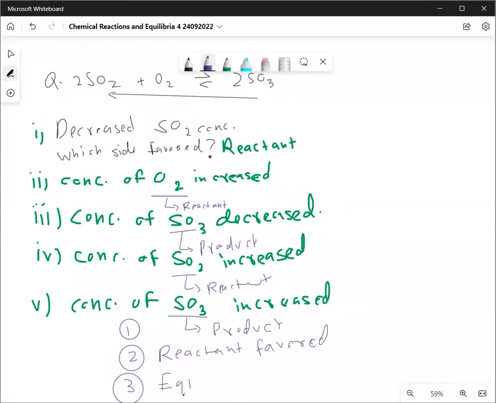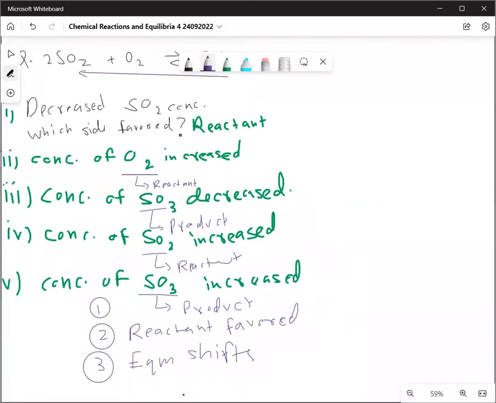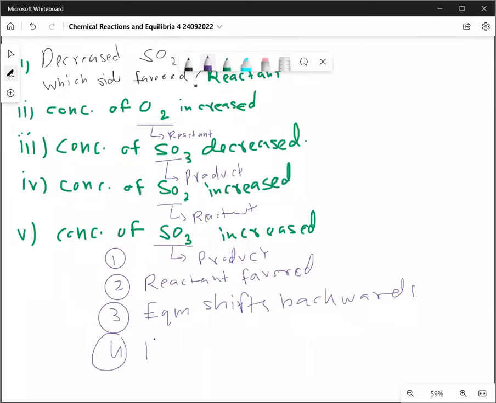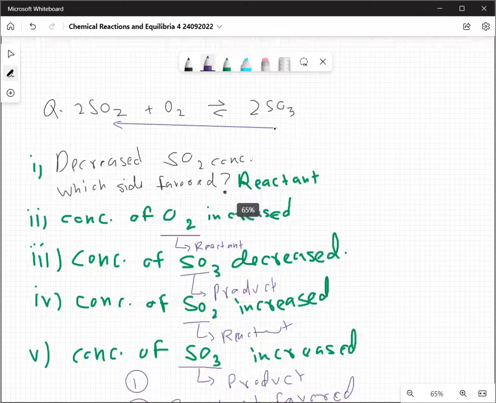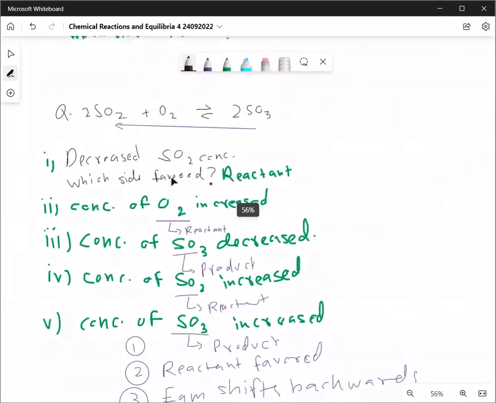Equilibrium shifts backwards. So in the exam you'll write equilibrium shifts backward. Okay. Then the final thing is the equation. What is the equation of reaction? If it's going backwards, look at the arrow. It's going backwards. So what will the reaction be?